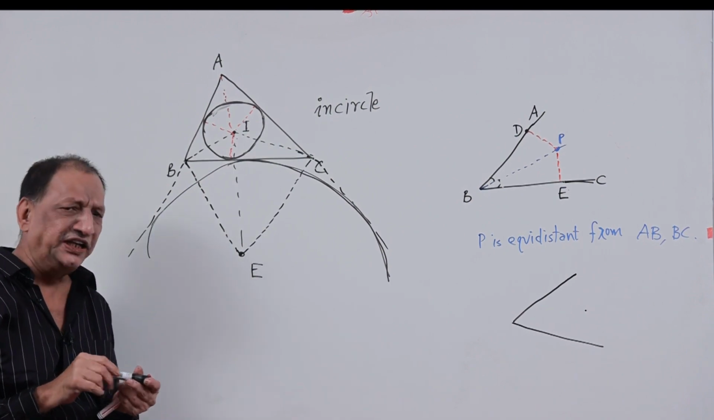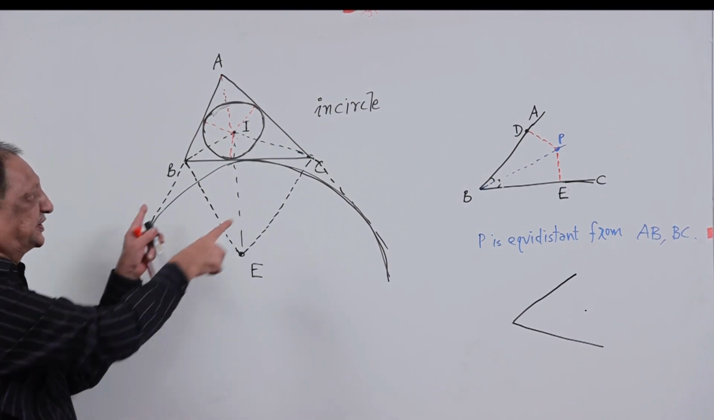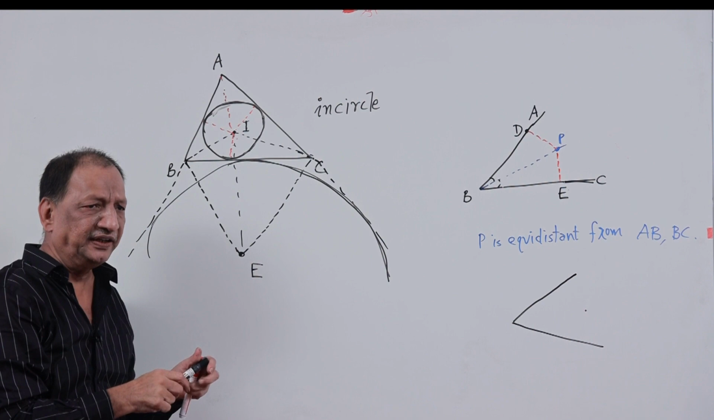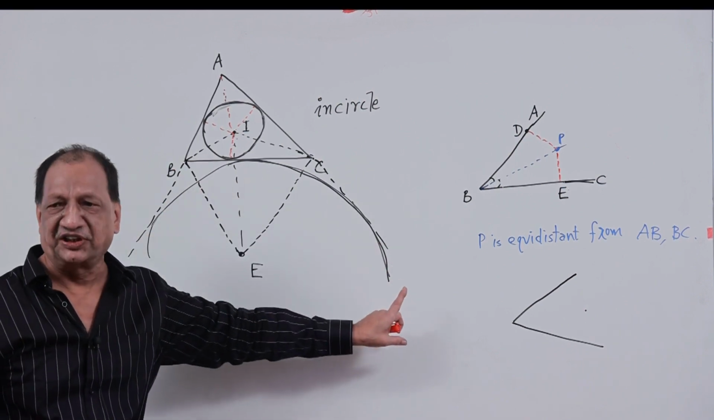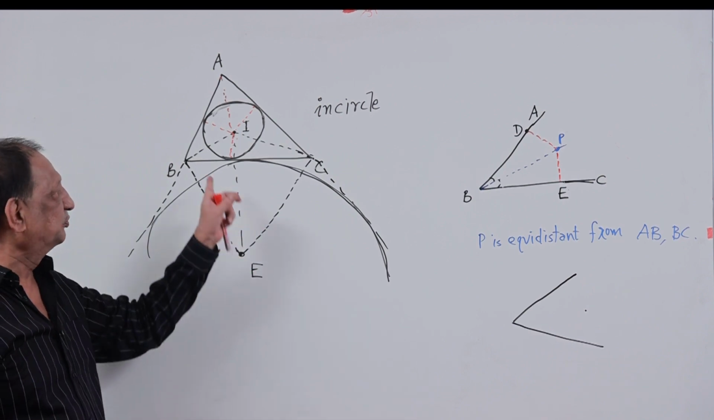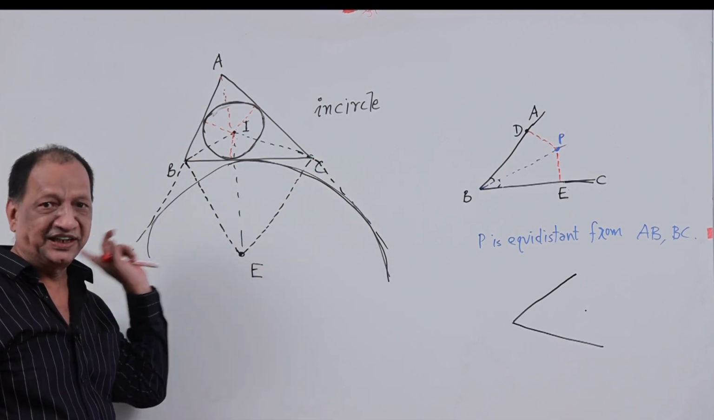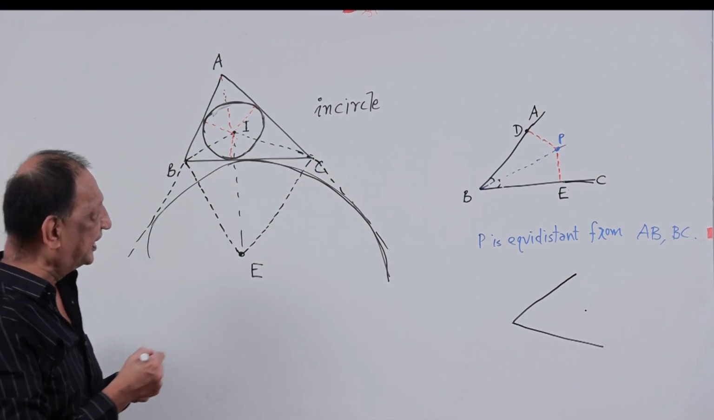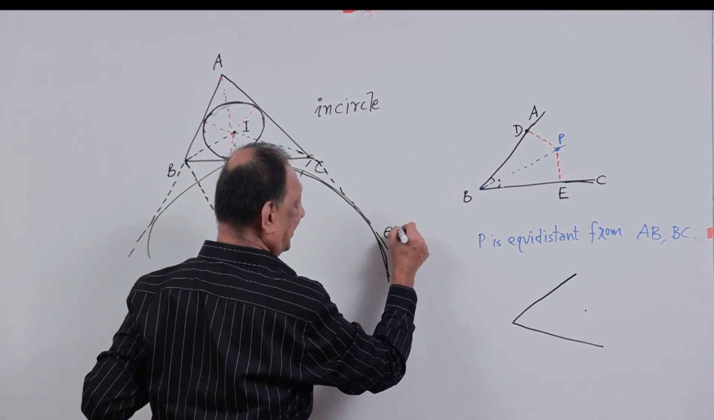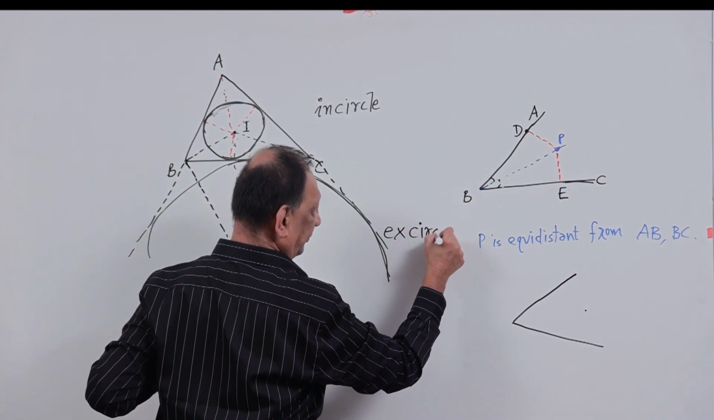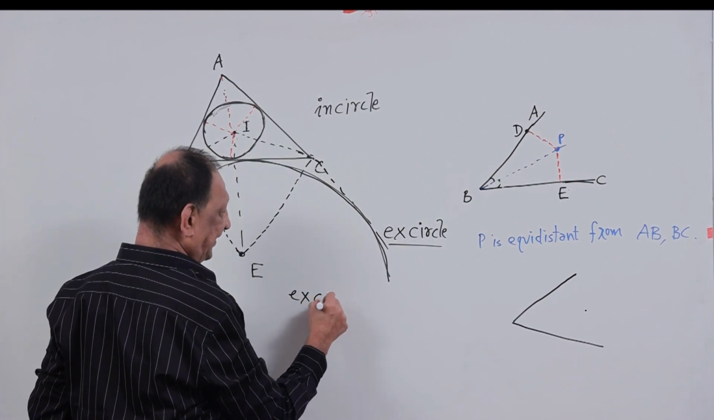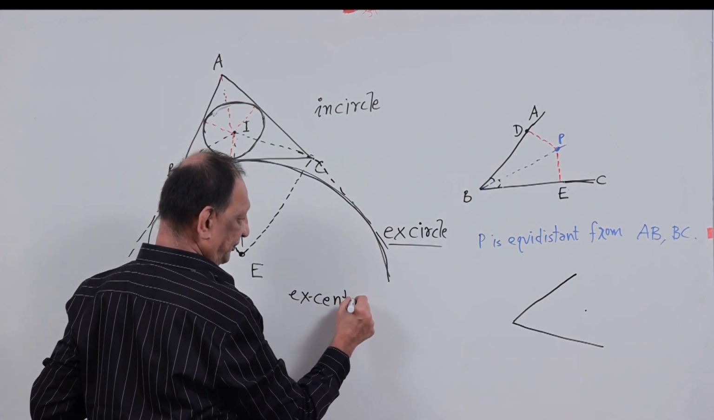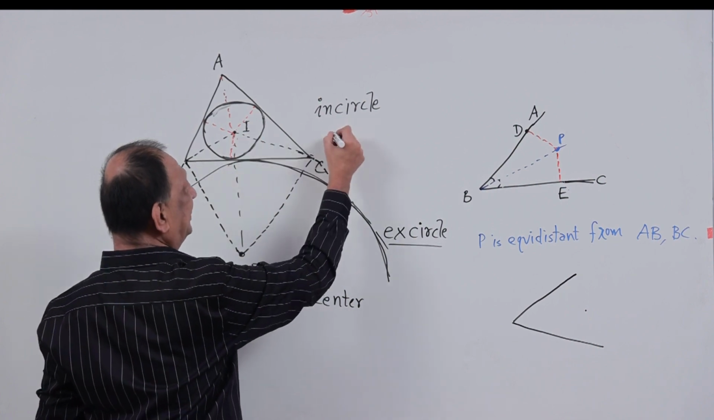So, one internal bisector and two external bisectors are concurrent, and through that as a center we can draw one circle which touches all these three sides. That is, one side and the two extended sides it will touch, and that circle is known as an excircle, and that center is known as the excenter, whereas I was the incenter.